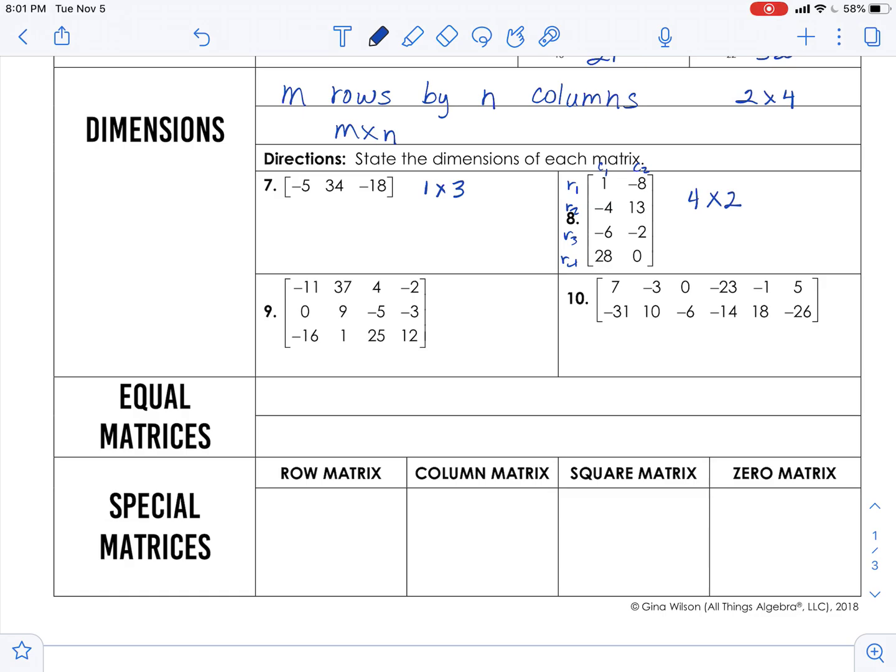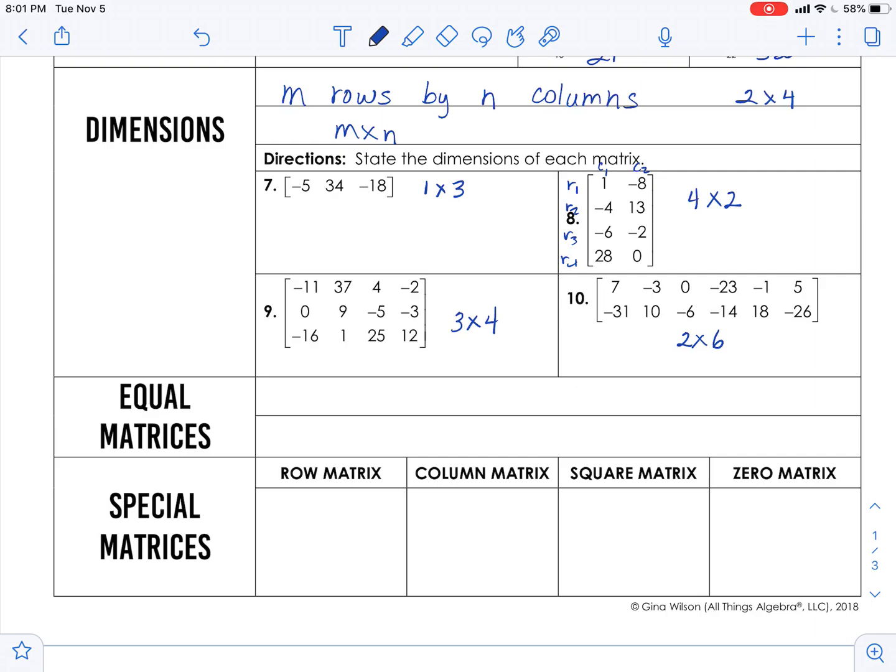I'll give you a minute. Try number 9 and see what you get. It's a 3 by 4. Try number 10. And it is a 2 by 6. Okay, and finding the dimensions is going to come in handy later on when we start multiplying. You're going to need to know those.